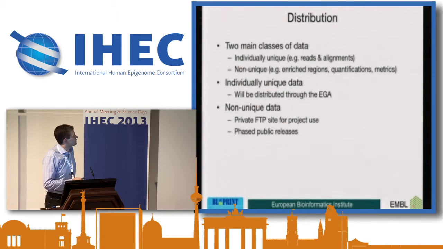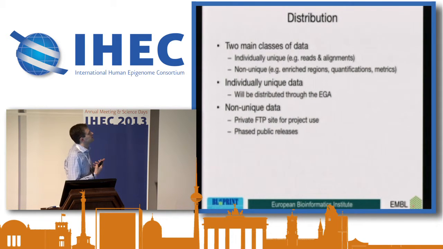So when we get to data distribution, we have in Blueprint two main classes of data. What we call our individually unique data. This is reads and alignments. So this is data that has, for example, the SNPs within it, because they're from the DNA sequencing reads of the original donors. In theory, this data, combined with another measure of that person's genome sequence, be it genotyping arrays or something else, could be used to match the data that was collected in Blueprint to this other data that is from the same individual, and we could link that data together.